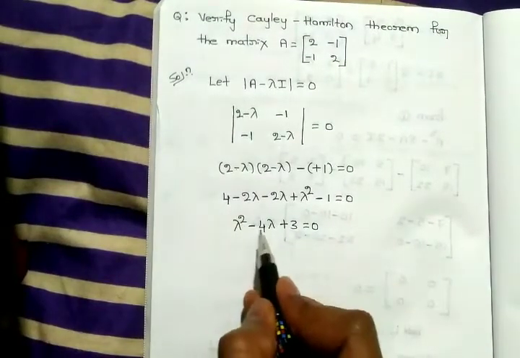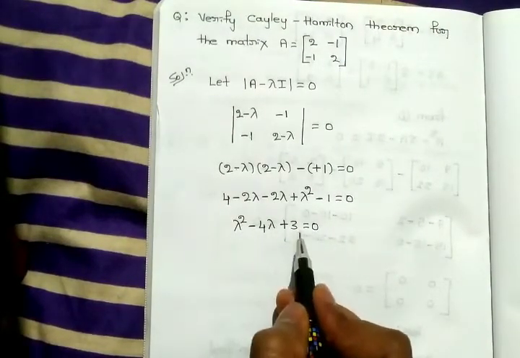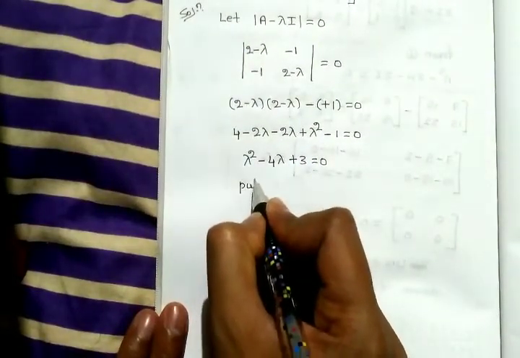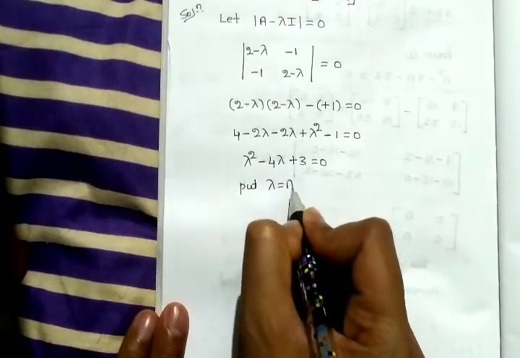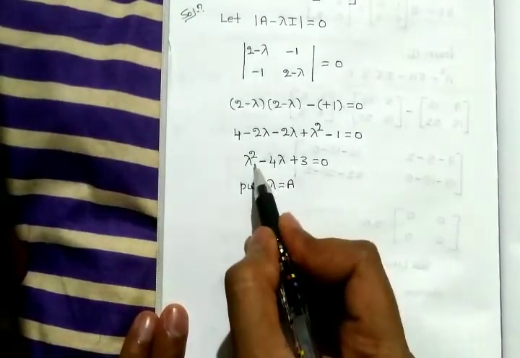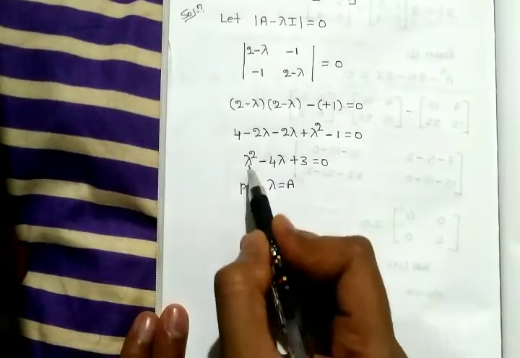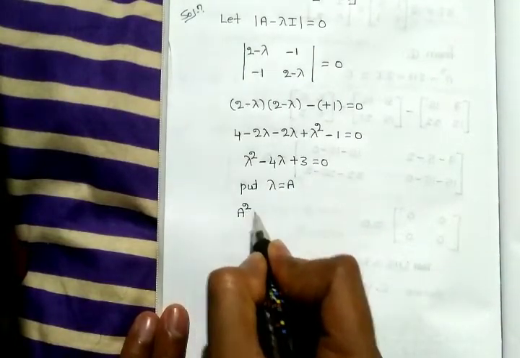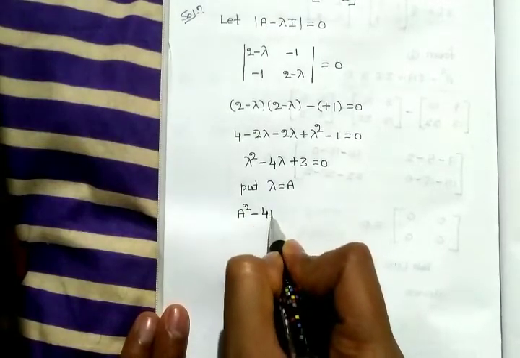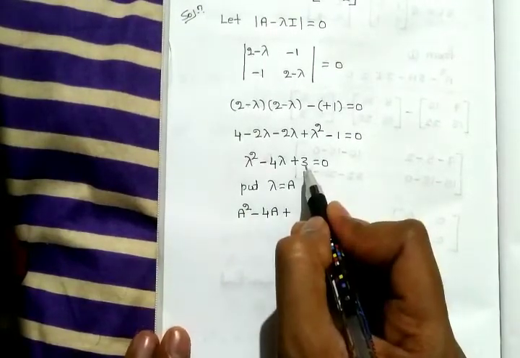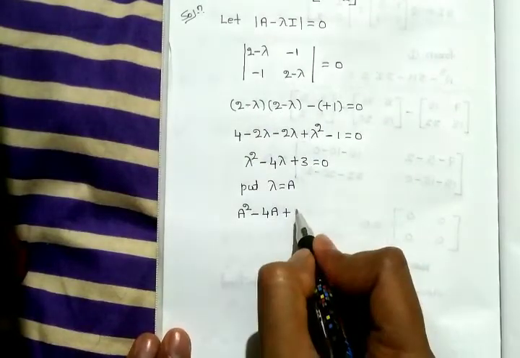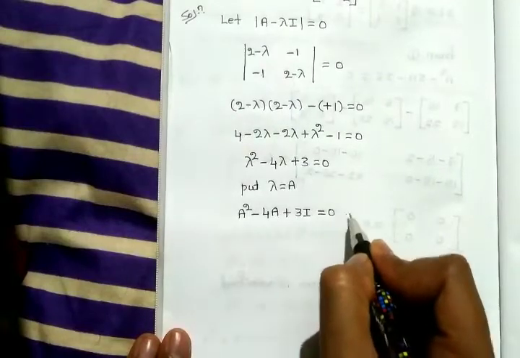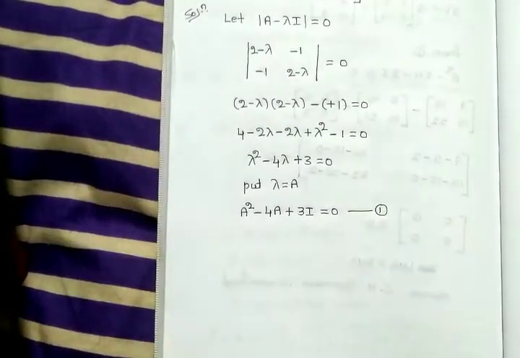So you got the characteristic equation. Once you get the characteristic equation, the next step is to replace. Put lambda equal to A. Wherever lambda comes, you have to replace it by A. Therefore the above characteristic equation becomes A square minus 4A plus 3, where this purely constant term you have to multiply with the identity matrix, equal to 0. Call this equation number 1.